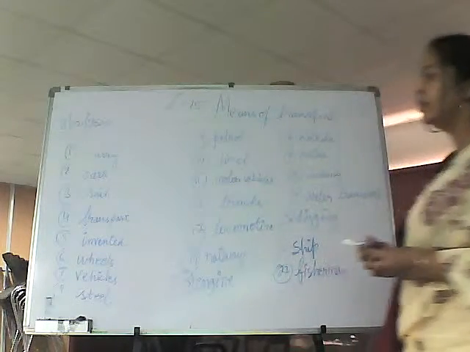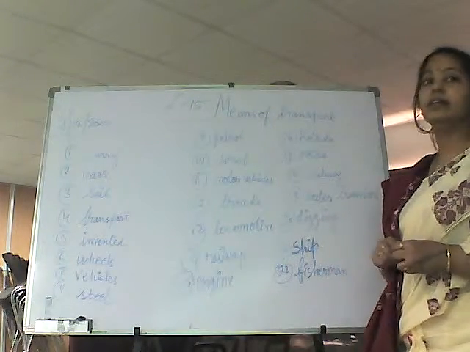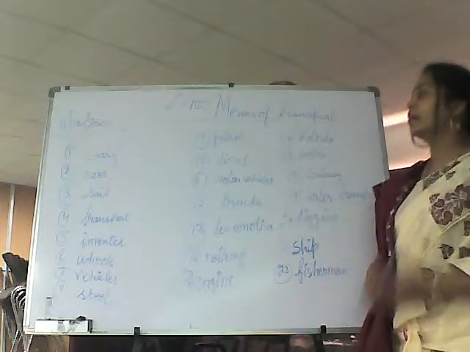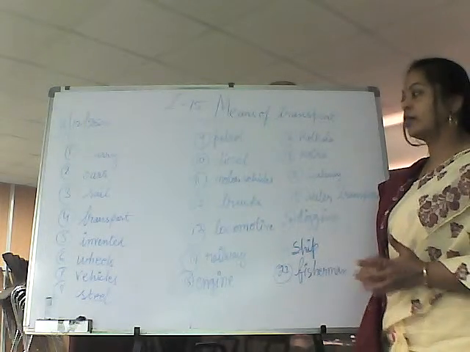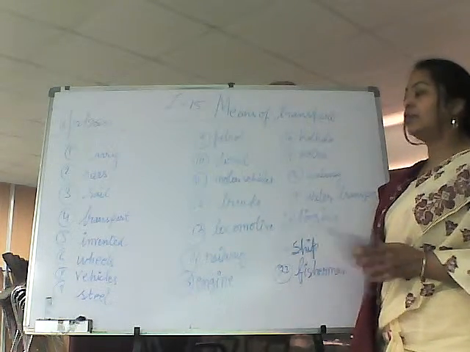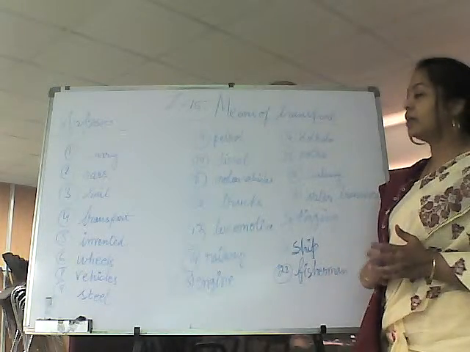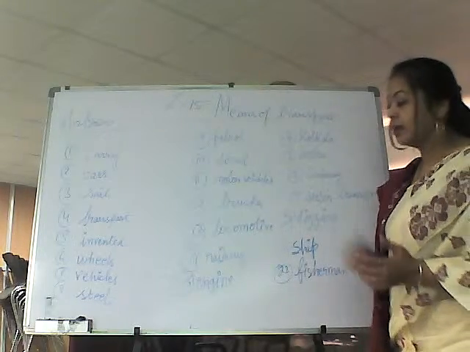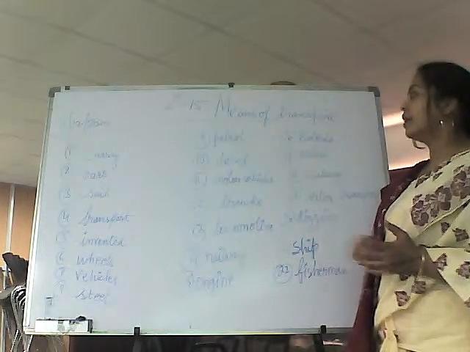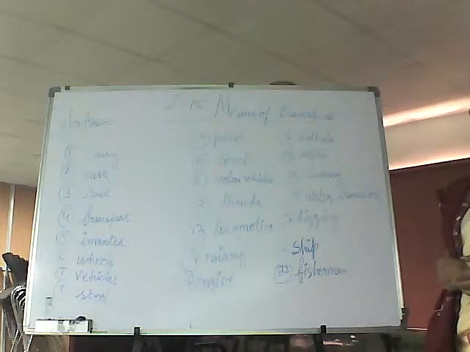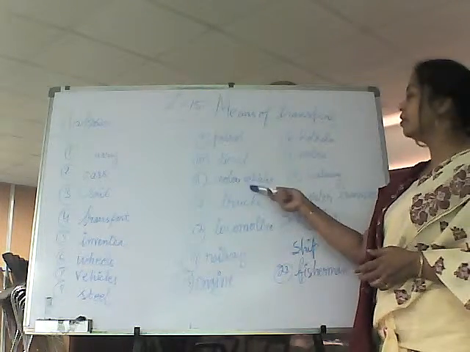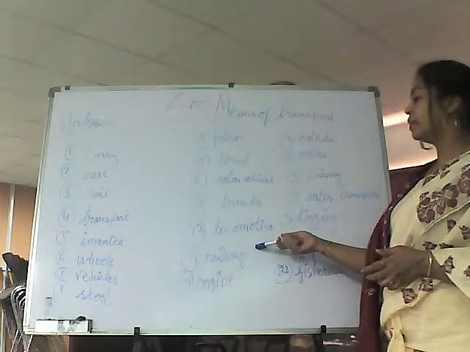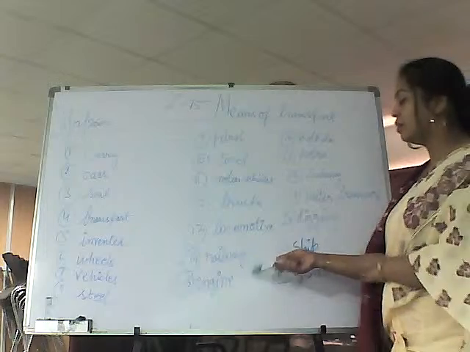I'm going to read these words again. Number 1, carry, because from 1 to 8 I will be rubbing it out. That's why I am reading it. Number 1 is carry. Number 2, oars. Number 3 is sail. Number 4, transport. Number 5, invented. Number 6, wheels. Number 7, vehicles. Number 8, steel. Then number 9 is petrol. Number 10 is diesel. Number 11, motor vehicles. Number 12 is trucks. Number 13 is locomotive. Number 14, railway.